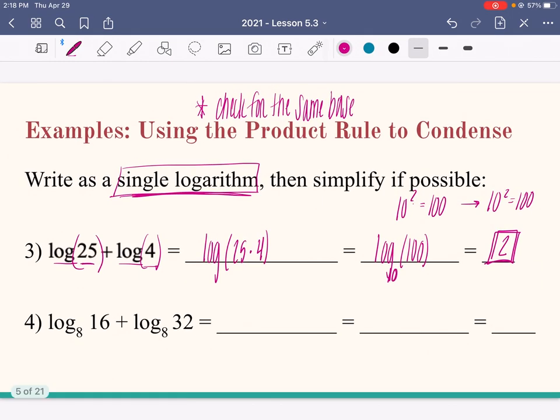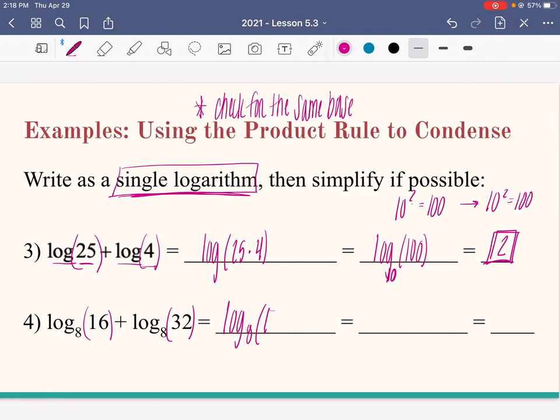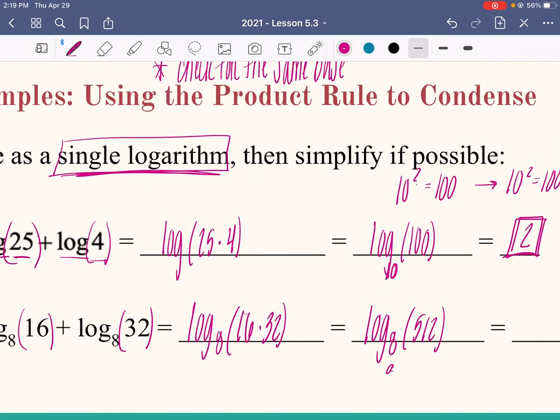All right, double check here. They've got the same base, they do, so both base 8. So we get log base 8 of, now we find the product of 16 times 32. Okay, so this is going to be one that you probably would need to plug into your calculator. So 16 times 32 is 512. So log base 8 of 512. And then we're going to see if this simplifies. So we're looking for 8 to the power of something equals 512.